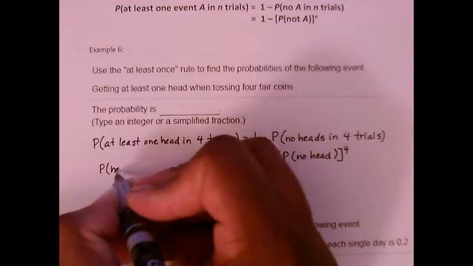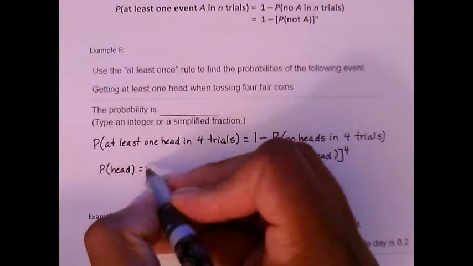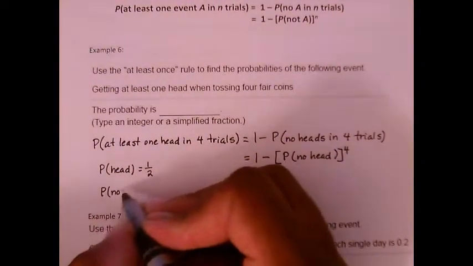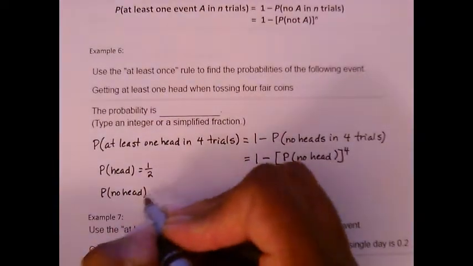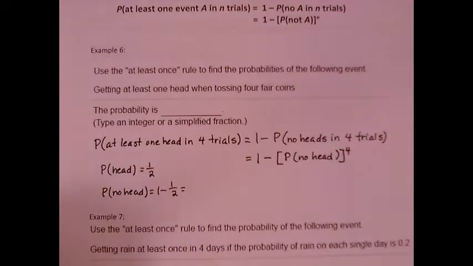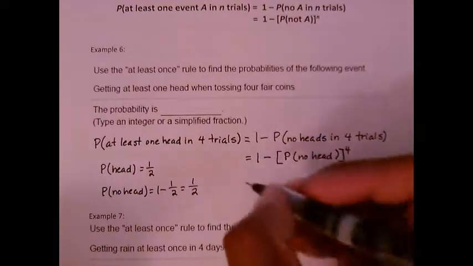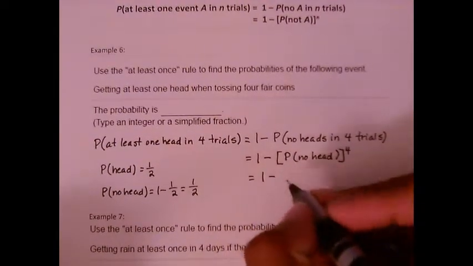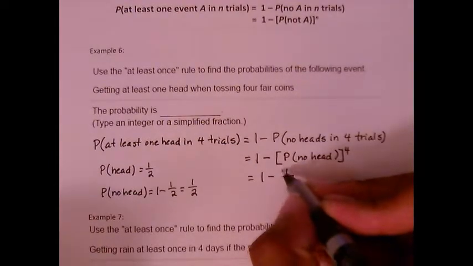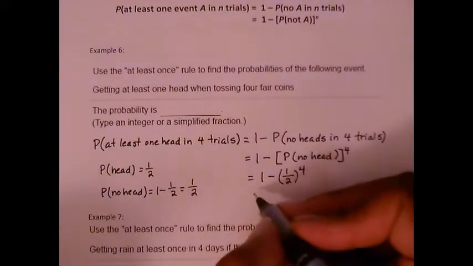The probability of getting a head on a single coin toss is 1/2. The probability of not getting a head, that's 1 minus the probability of getting a head. That's 1 minus 1/2, which is, of course, 1/2. So now I have 1 minus the probability of getting no heads, which would be 1/2, and that's going to be raised to the 4th power.